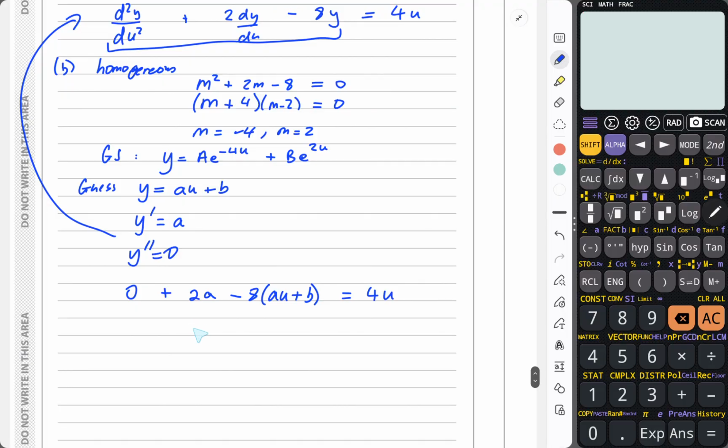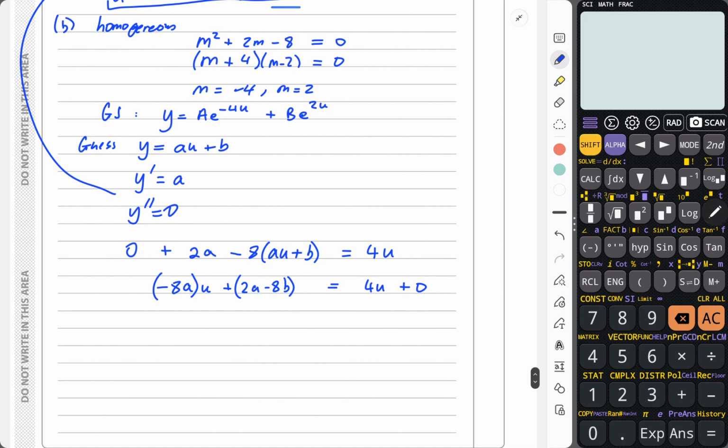So then I'm going to have minus 8a times u plus 2a minus 8b is going to equal 4u plus 0. You don't have to write the plus 0. But then we're going to equate coefficients. So I can say that minus 8a has to equal 4, and 2a minus 8b has to equal 0. The coefficient of u has to be equal like that. So a is going to be minus a half.